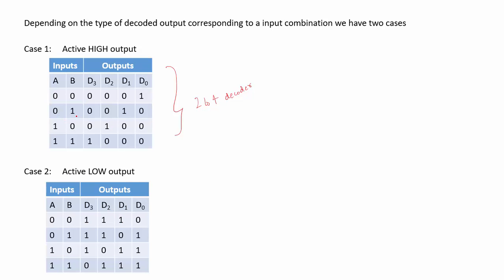So similarly for 0 1, decoded output D1 will be 1 and others will be 0 in case of active high, and in case of active low, the decoded output for input combination 0 1 corresponds to D1, and D1 will be 0 and others will be high. So we'll take up an example and see how to implement the function when the outputs are active high and active low.